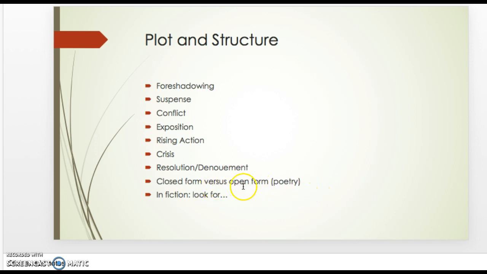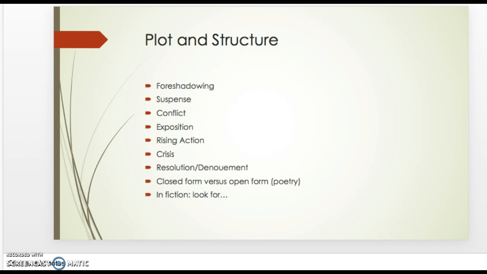As far as structure of a poem, we can have a closed form versus a very open form. A closed form would be when the poet is writing a sonnet and they know that there's going to be 14 lines and each line has a certain number of syllables, or an open form, where we don't know how many lines are going to be in the poem and we don't know how long or short each individual line is going to be.